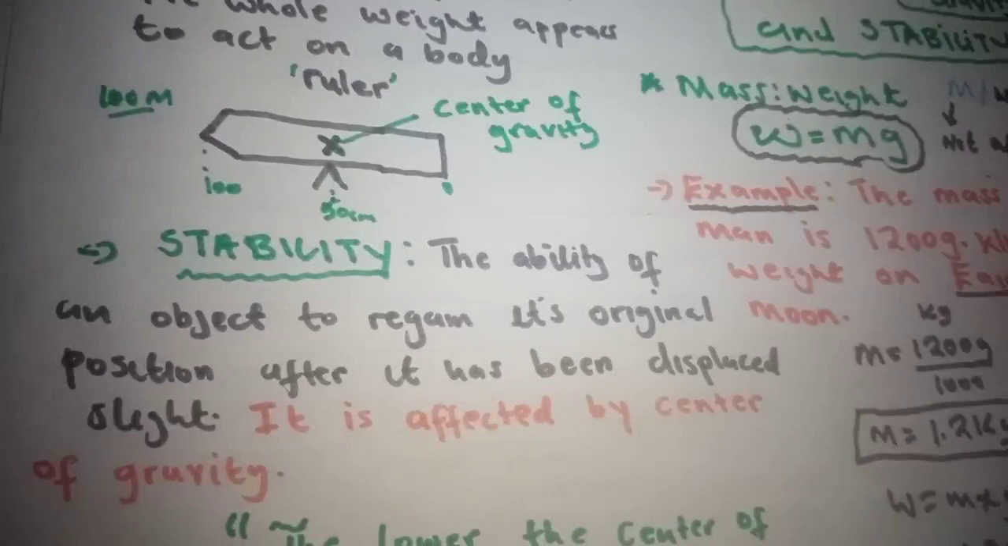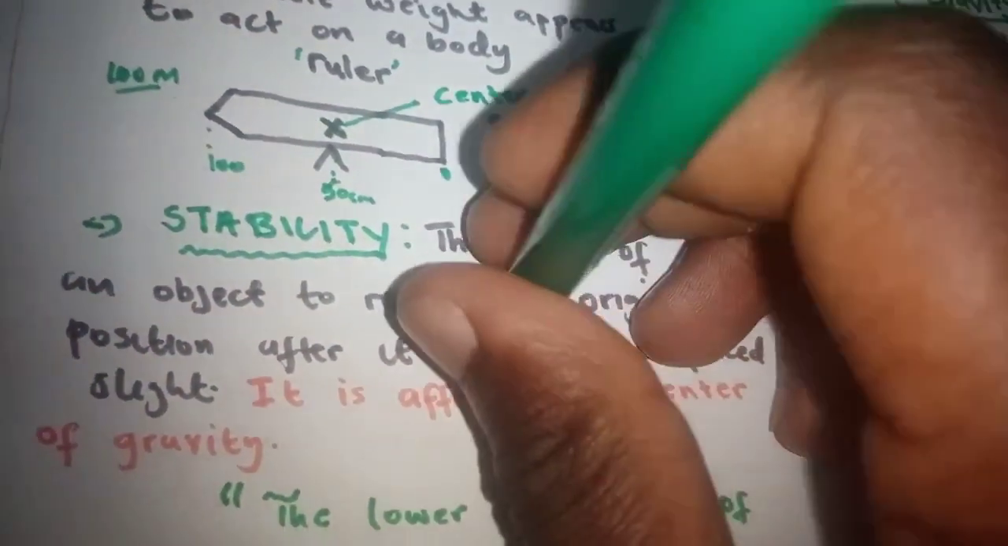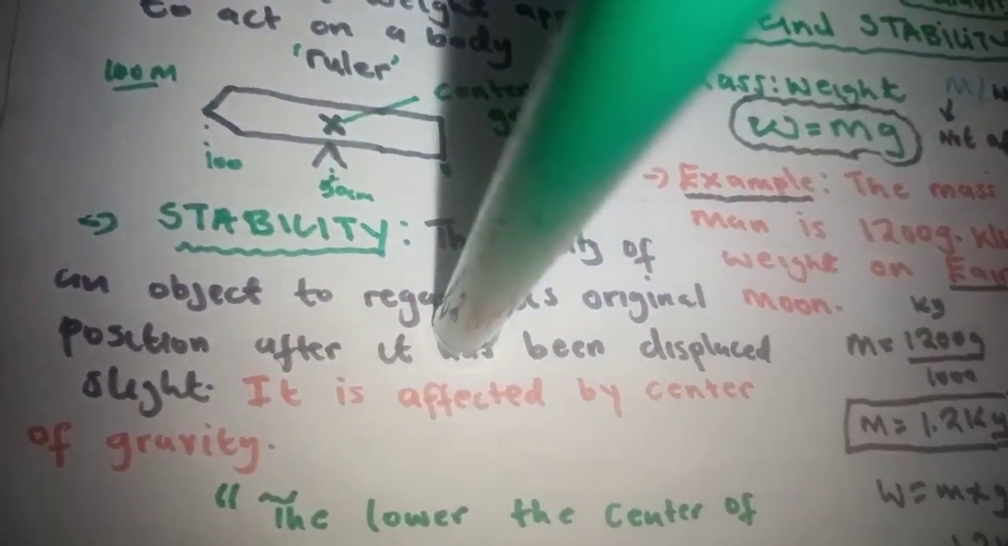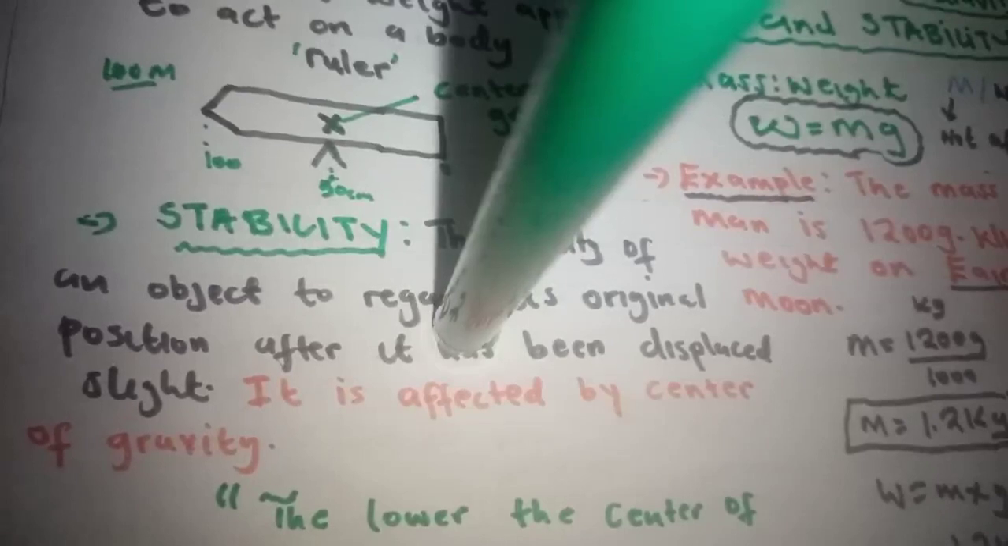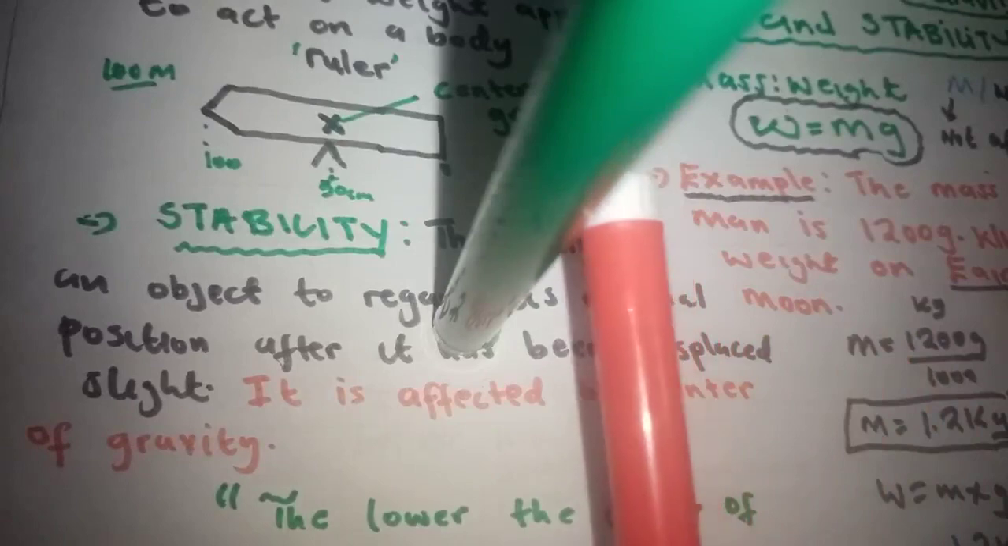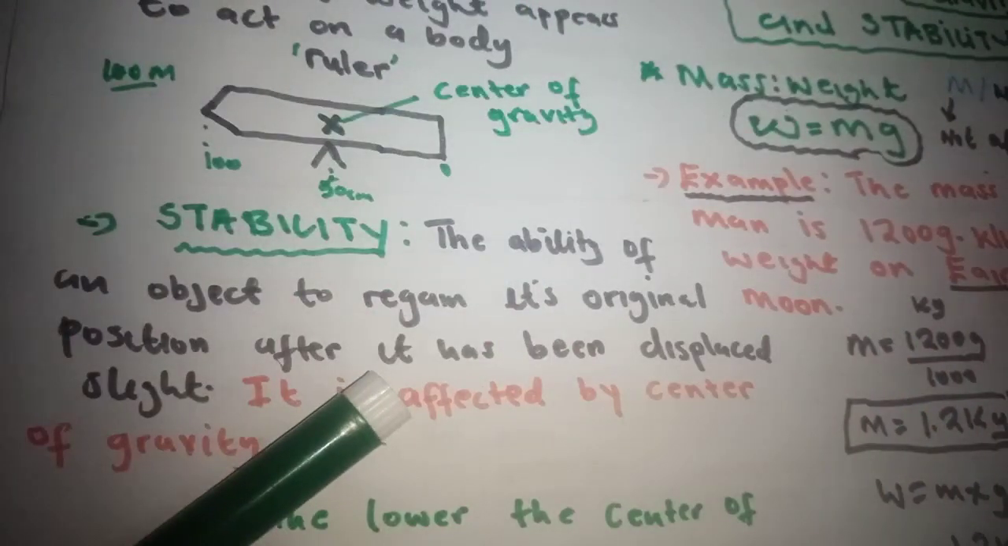So stability simply refers to the property of an object to regain its original position after it has been displaced slightly. If I have this pen resting like this and I displace it, even just slightly, it will fall. Just slightly, and the pen does fall.